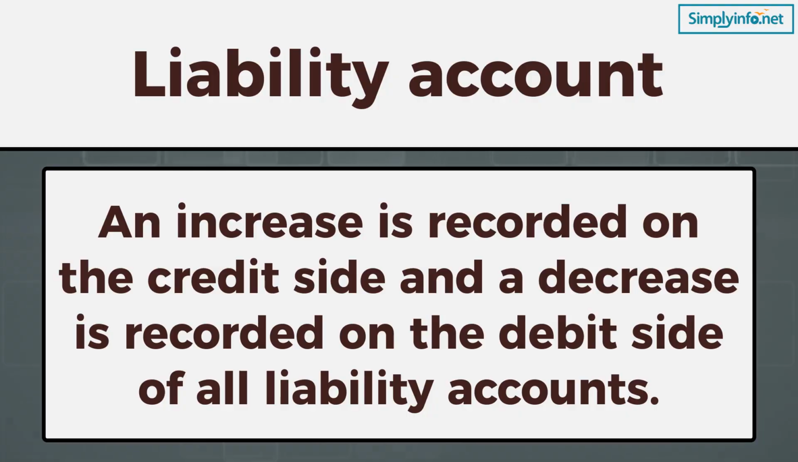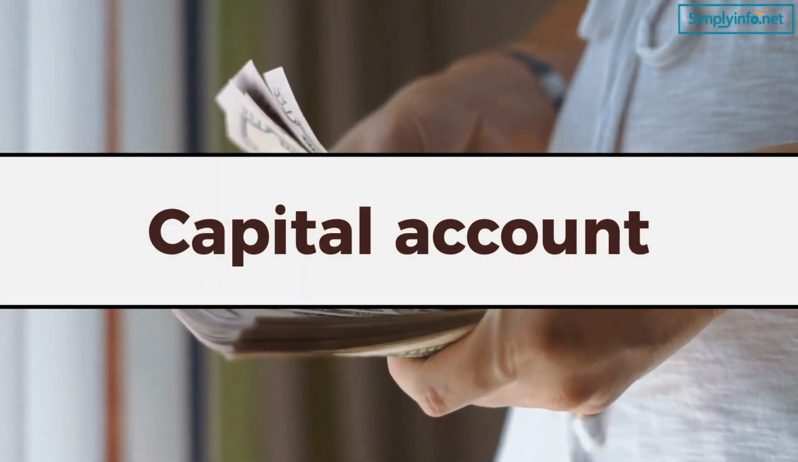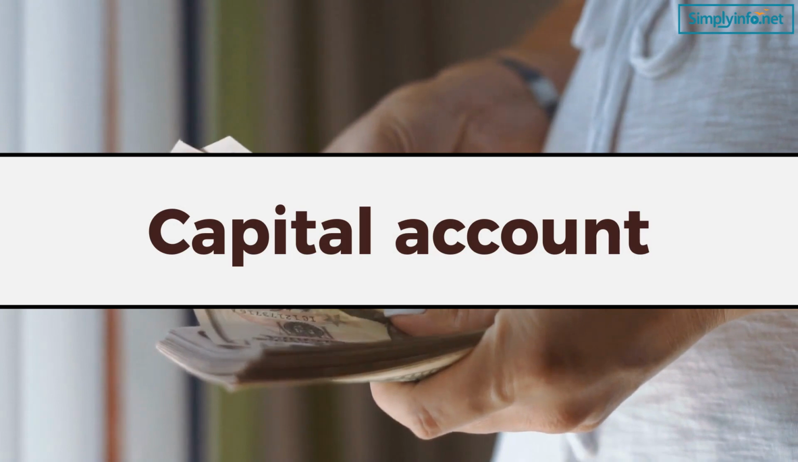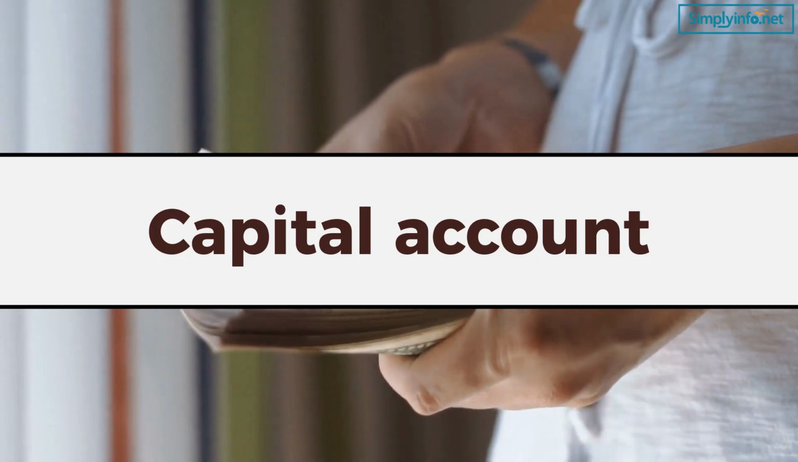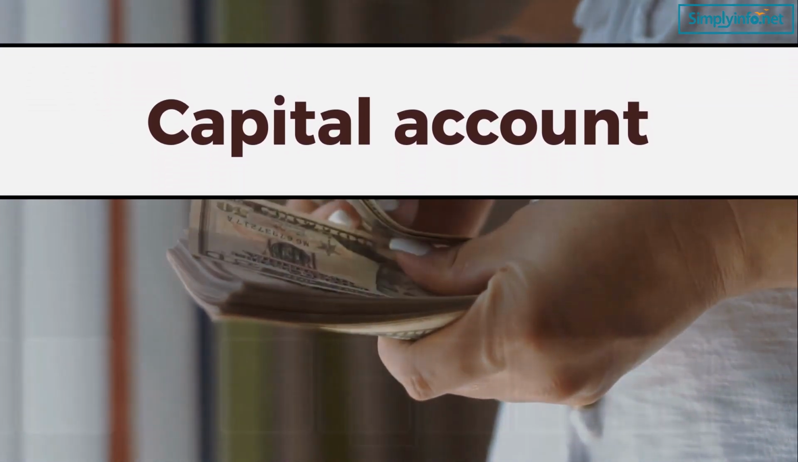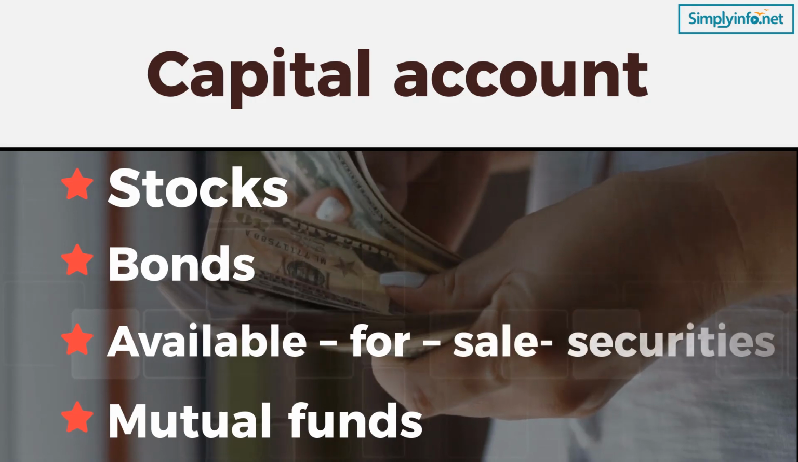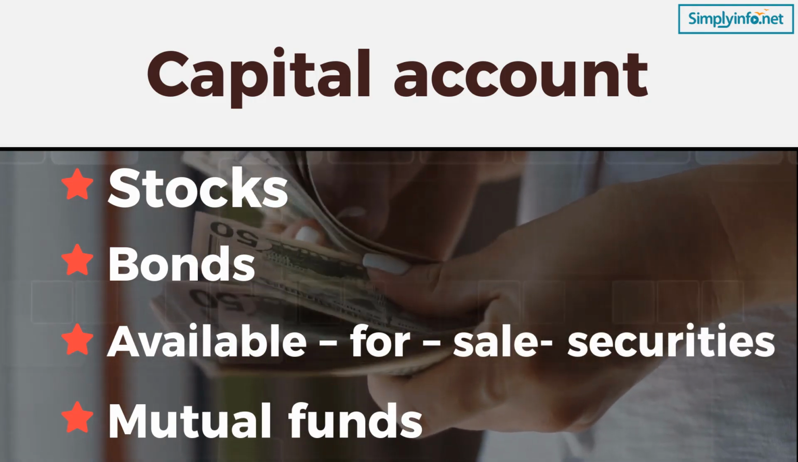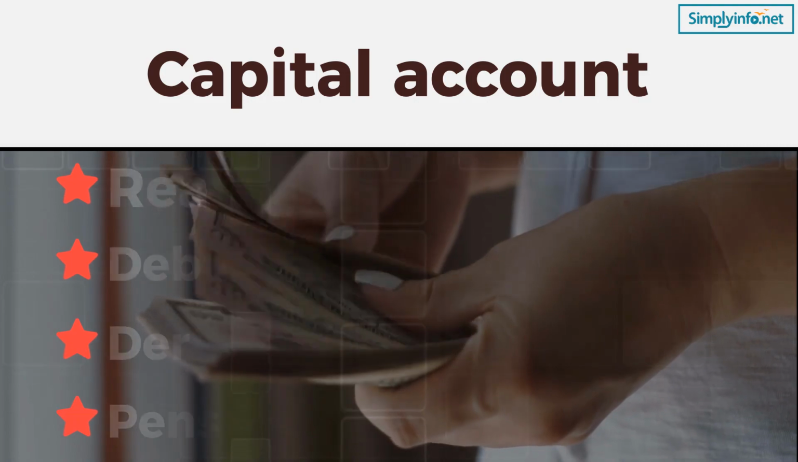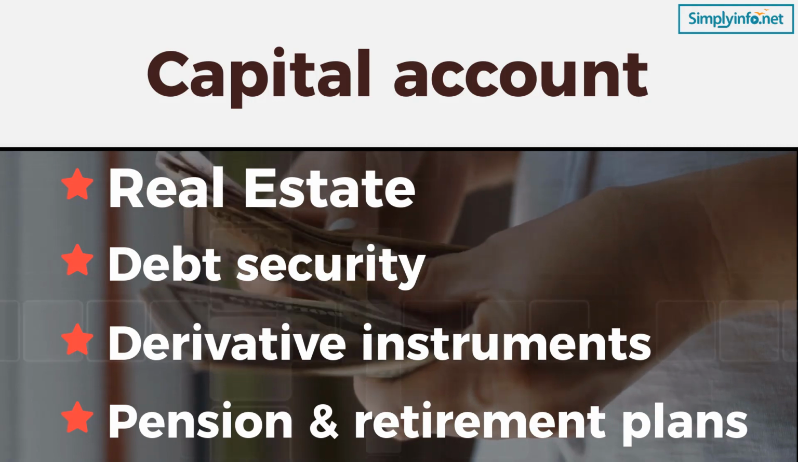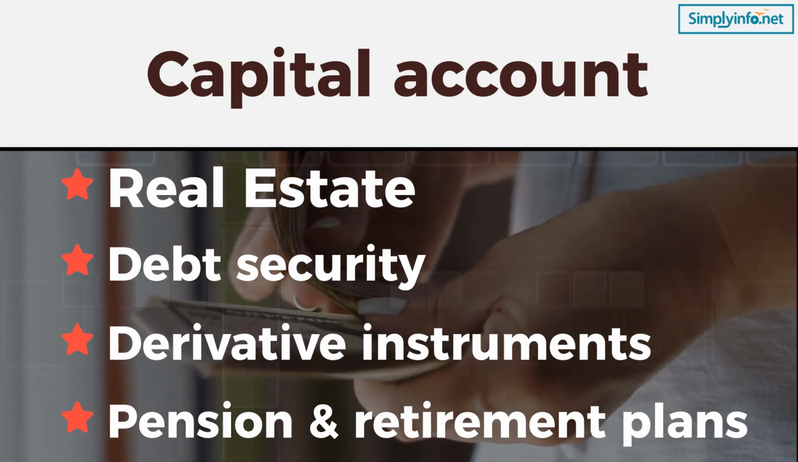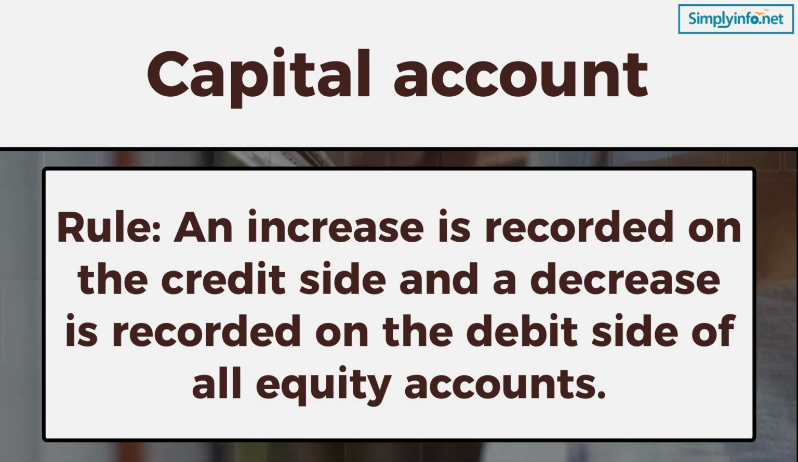Number 5. Capital or equity account. These accounts are the net asset entries for the value of a company's non-operational assets after the liabilities have been paid. For example, stocks, bonds, available for sale securities, mutual funds, real estate, debt security, derivative instruments, pension and retirement plans. Normal balance, credit. Rule: an increase is recorded on the credit side and a decrease is recorded on the debit side of all equity accounts.